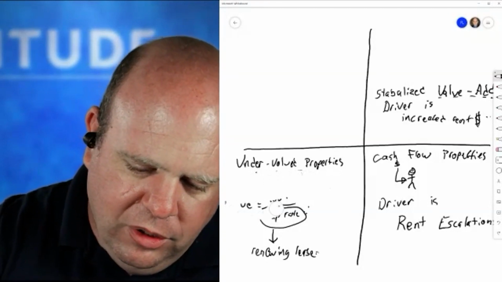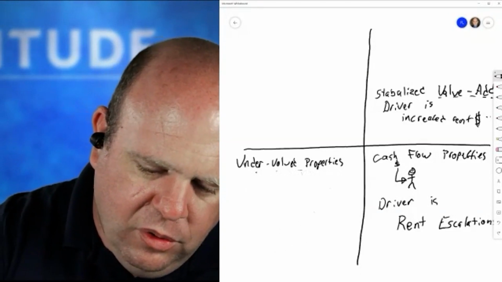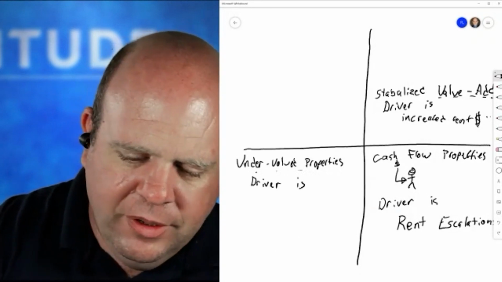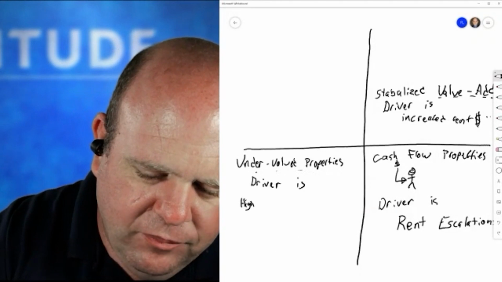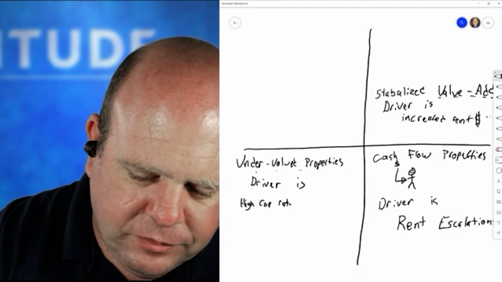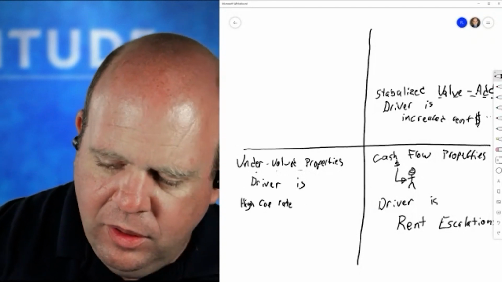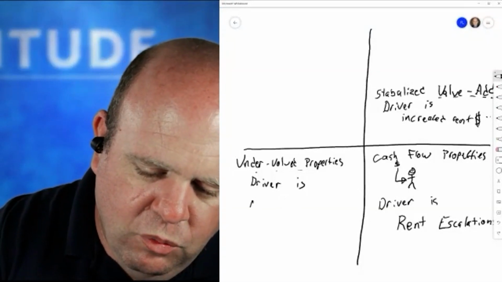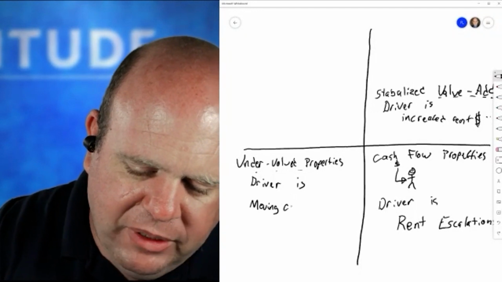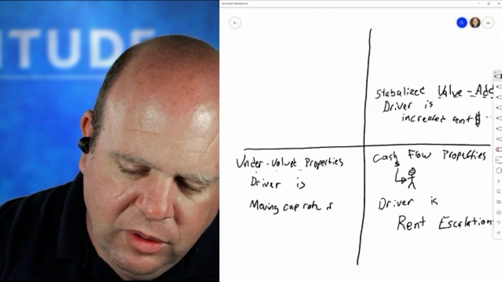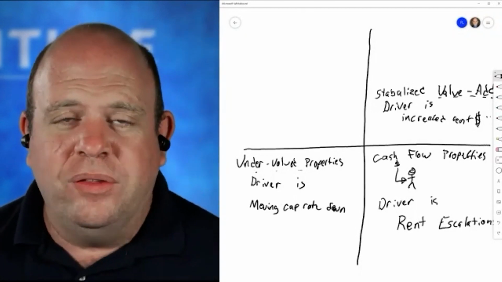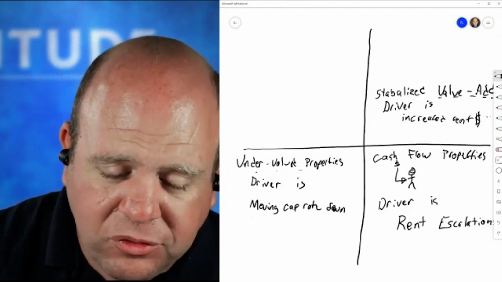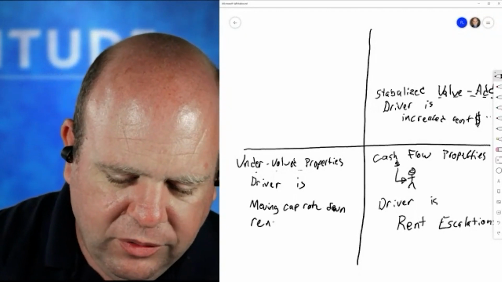And so what our driver is, with your high cap rate, your driver of making money is moving the cap rate down to where the rest of the market or a normally positioned property would be. You're trying to move it down, and that most of the time comes from renewing leases.